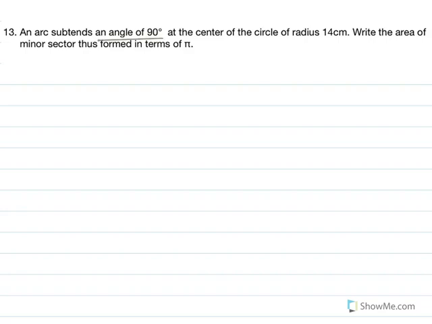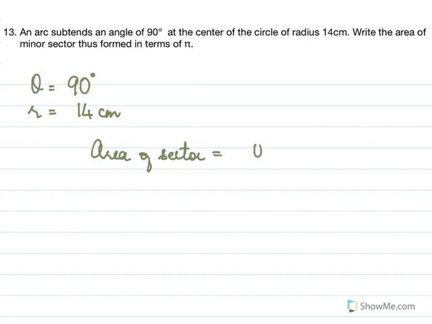An arc subtends an angle of 90 degrees at the center, which means theta equal to 90 degrees of a circle of radius 14. So radius 14 centimeter. Write the area of the minor sector. So area of sector, formula theta over 360 pi r square.